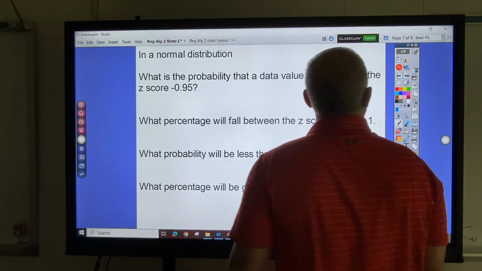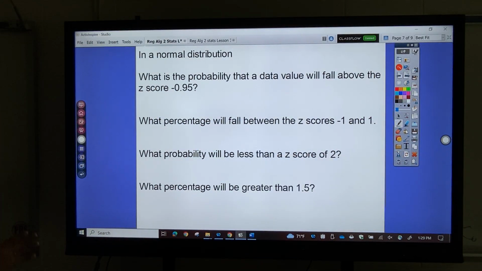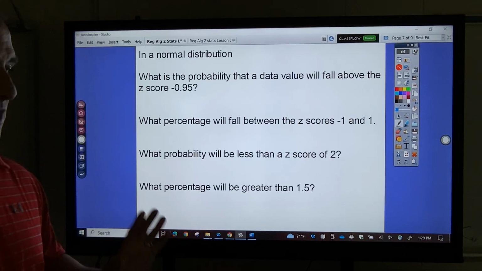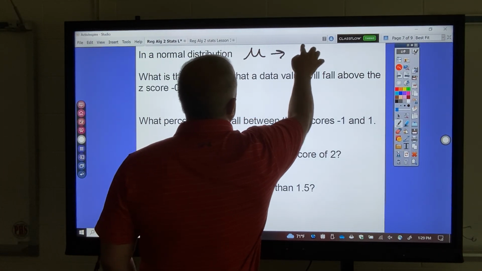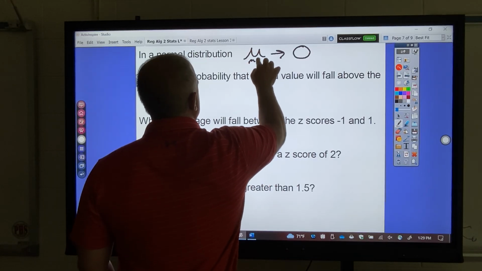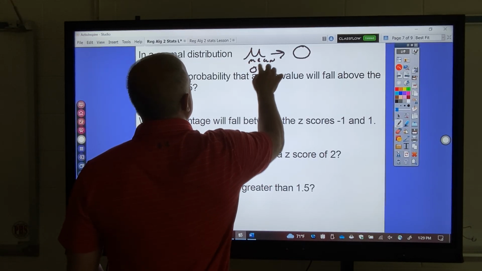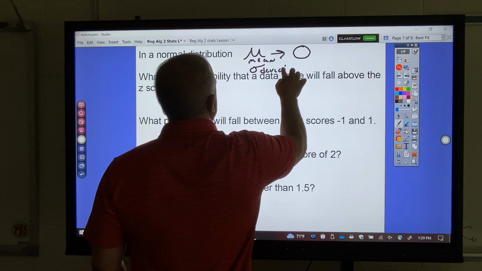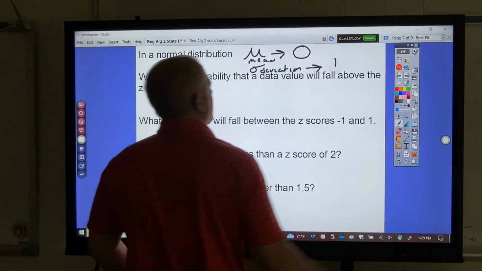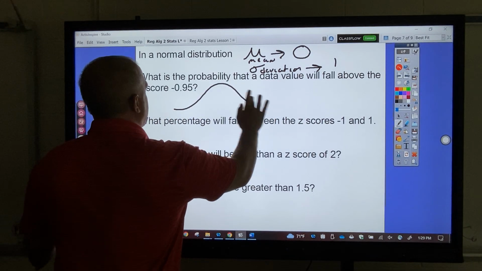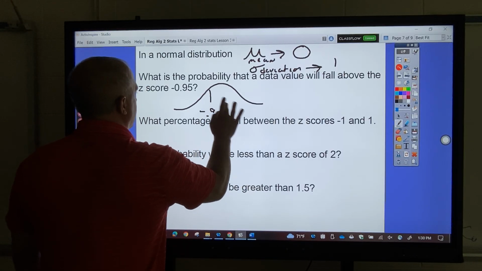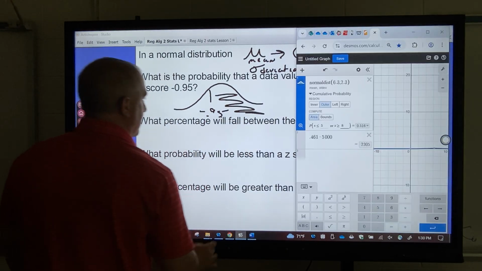Now, if they give you a normal distribution, here's what you have to understand. They're assuming the mean is 0 and the standard deviation is going to be 1. That's why they call it the standard normal curve. Okay, so it says, what is the probability a data value will fall above negative 0.95? So watch, what does above mean? Above would mean right, just like the other one.